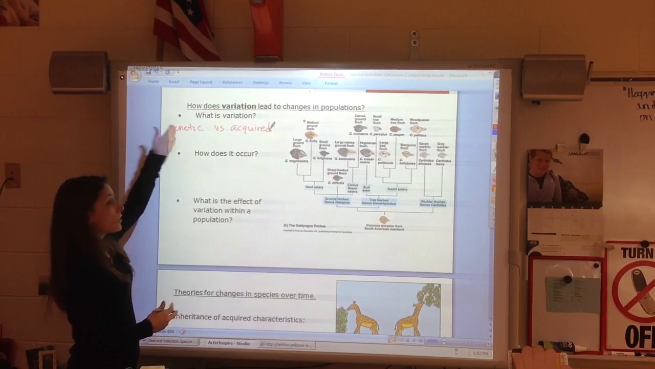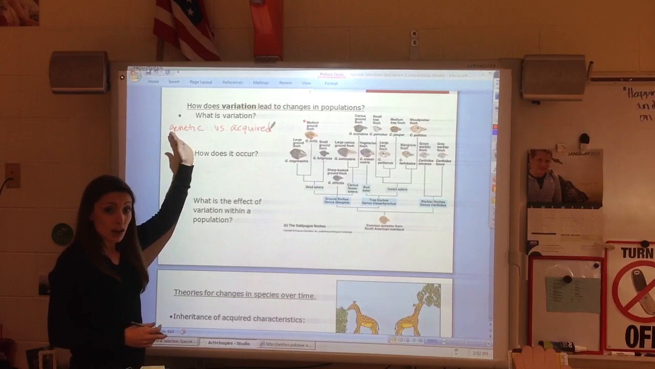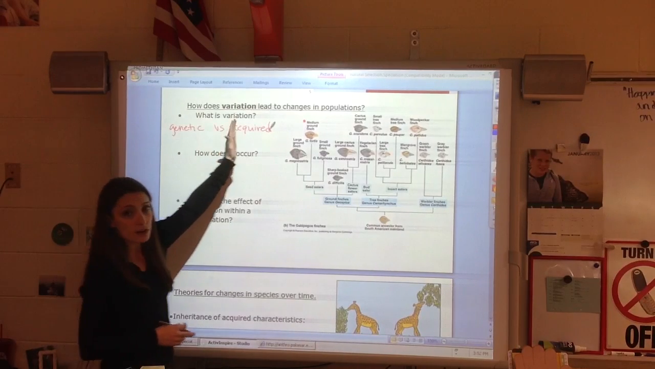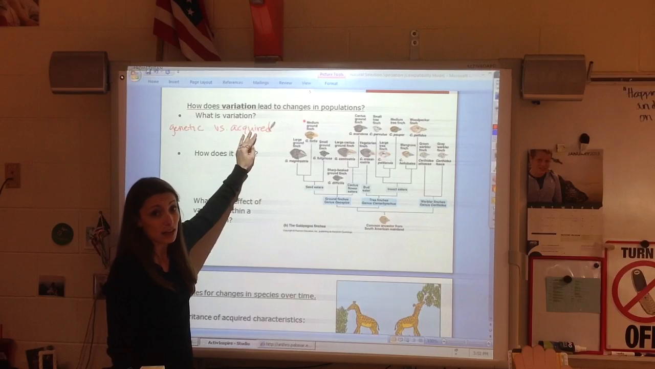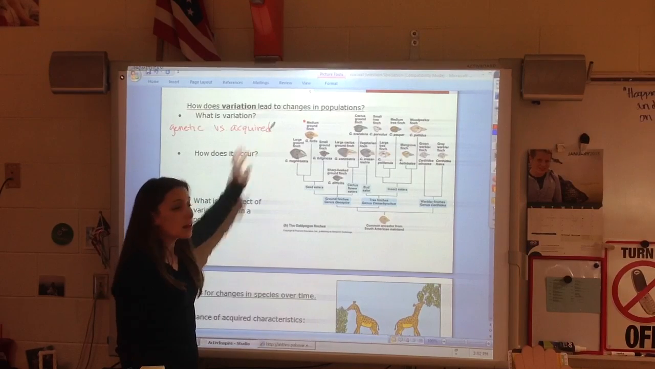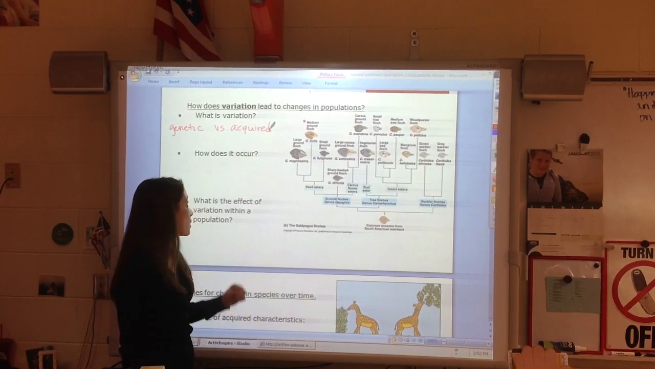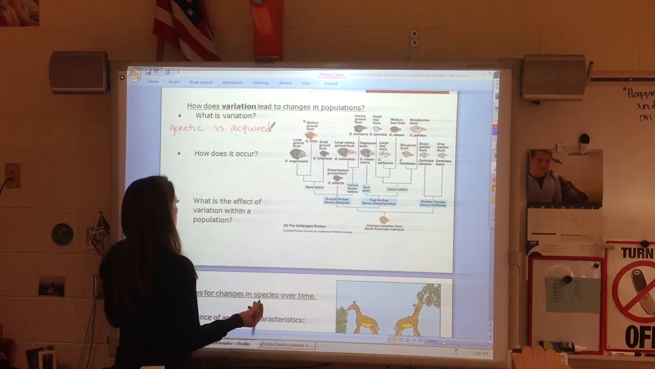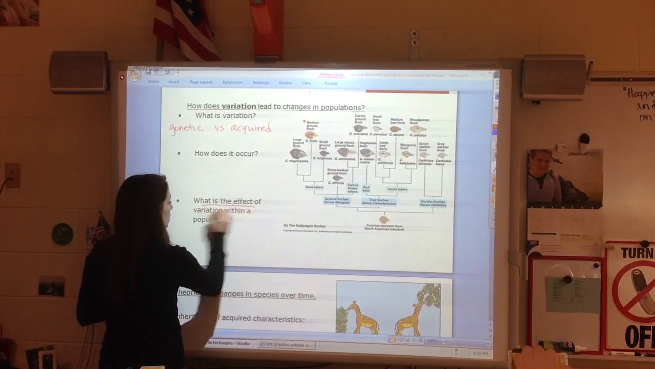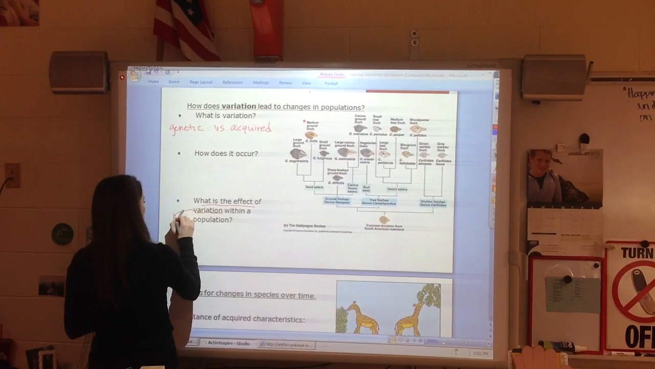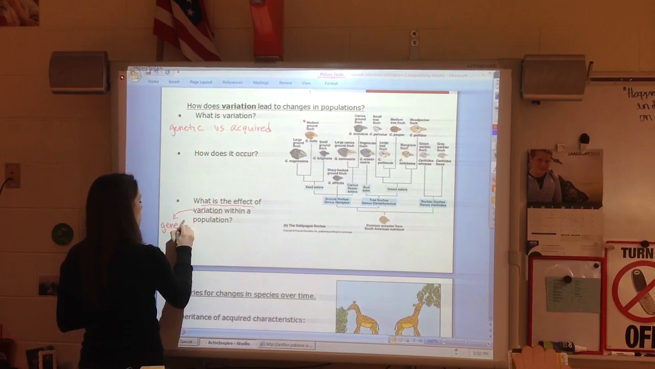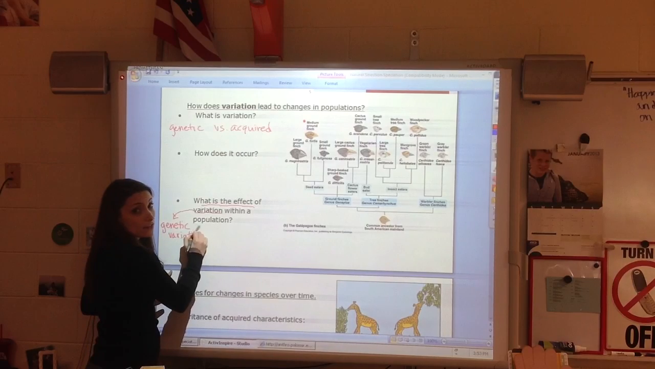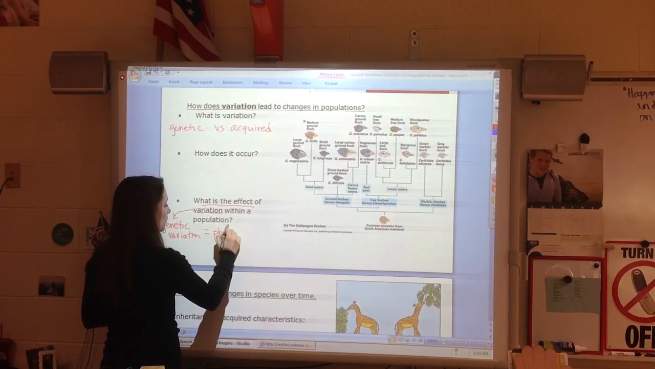So something that is coded for by your DNA and can be passed on is kind of the hallmark. Acquired variations might be changes in the DNA, like a mutation, but it might not actually be passed on to the offspring. And so when we talk about how variation occurs, we also really want to talk about the effect of variation. When we have genetic variation, remember sometimes we're talking about a genotype. And genetic variation will have an effect on the phenotype variation.